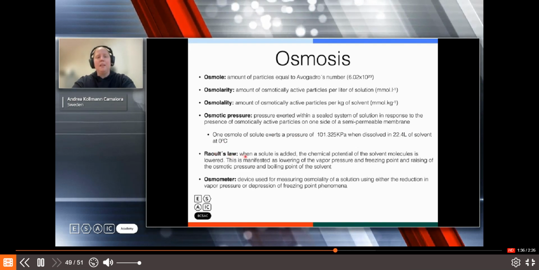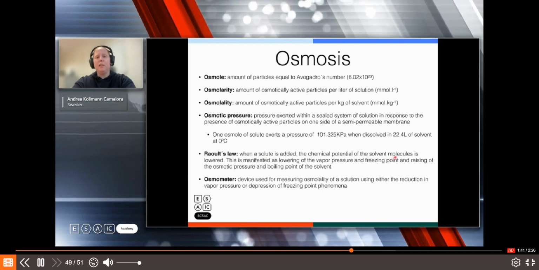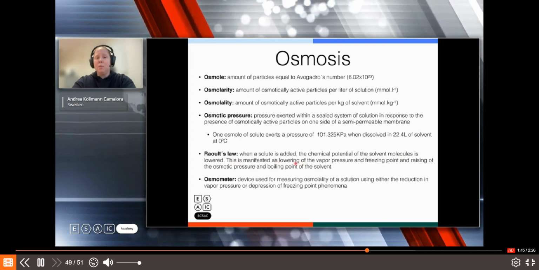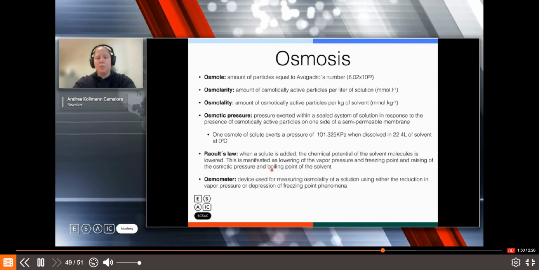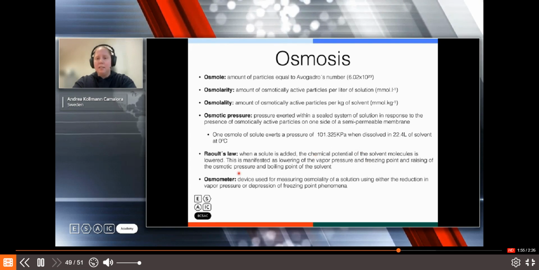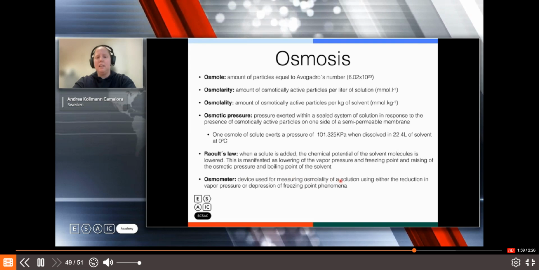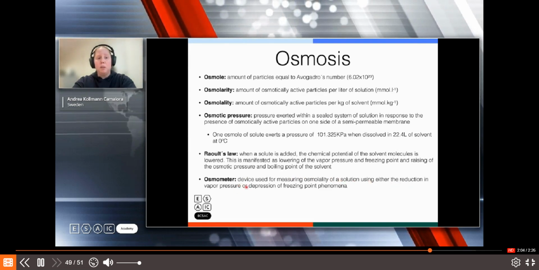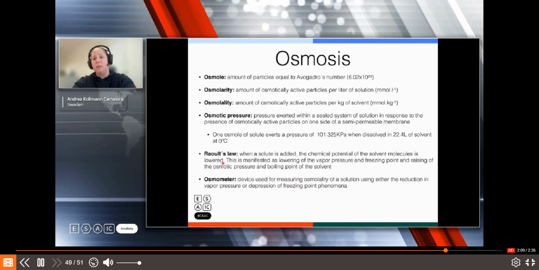Raoult's law states that when a solute is added, the chemical potential of the solvent molecules is lowered. And this manifests as lowering of the vapor pressure and freezing point, and raising the osmotic pressure and the boiling point. And this is how the osmometer works, the device for measuring the osmolality of a solution, which uses either the reduction of vapor pressure or the depression of the freezing point phenomena, which is Raoult's law.